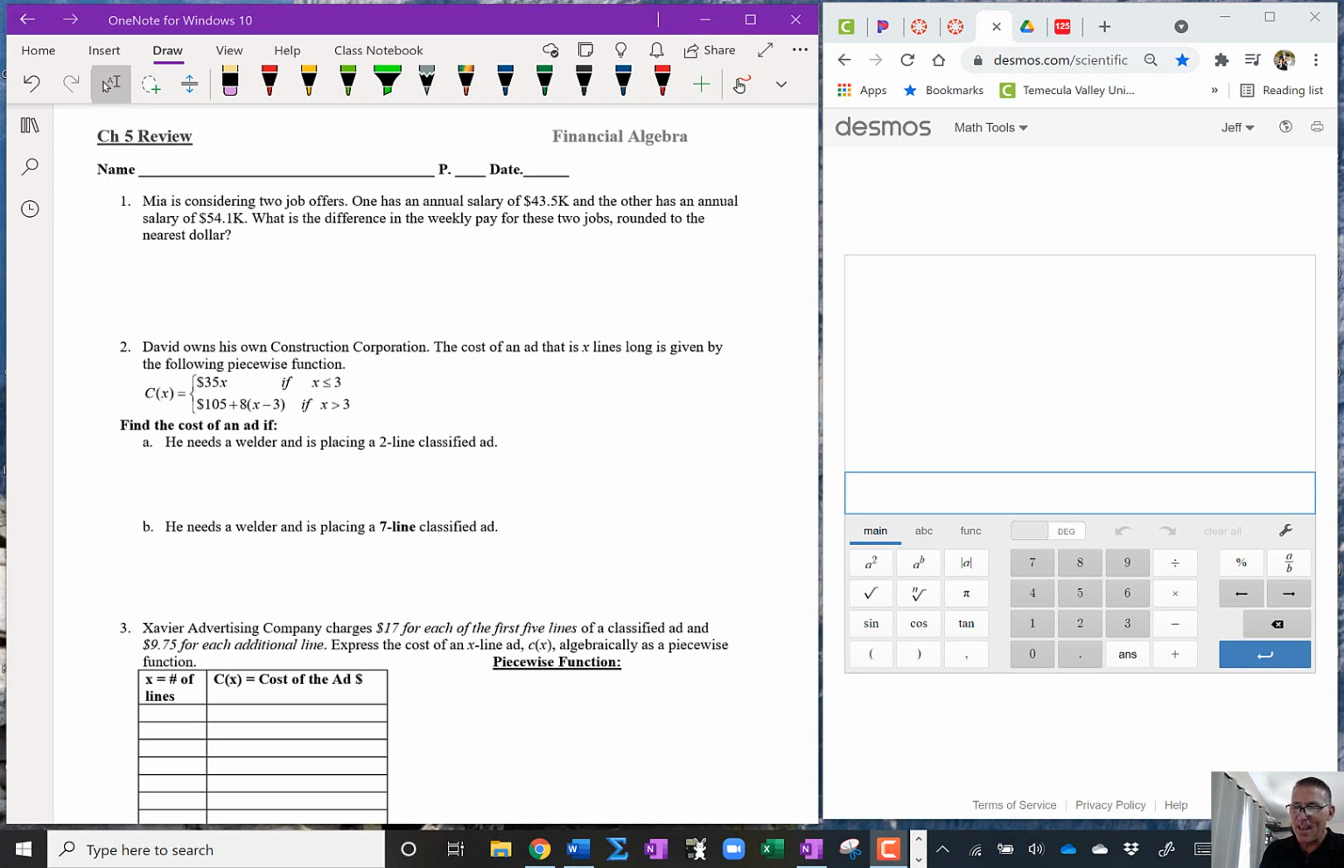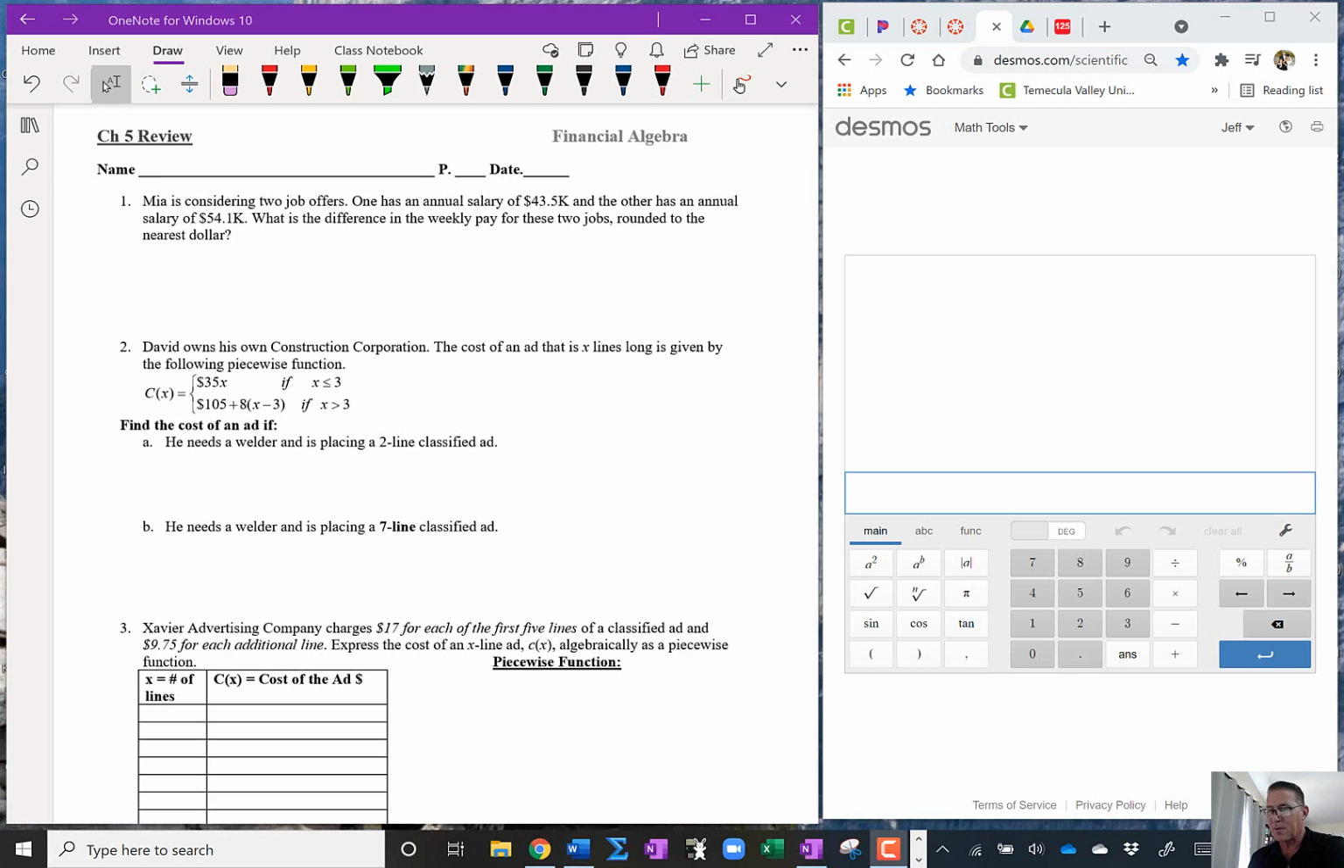This is Mr. Ainsworth, and we're going to get into a little review here on chapter 5 in financial algebra. And I said little review. I don't know if you can call it little, but here we go. Get your calculators ready to go. It doesn't matter what type you use because a scientific calculator is not required because it's all basic math. However, you do need one to speed up the calculations and everything.